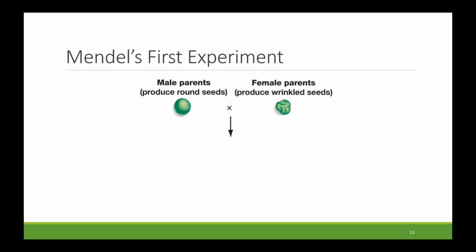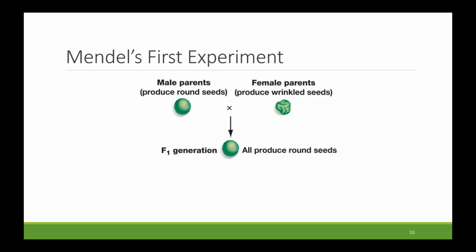Some peas have a smooth texture, which is what you see on the left, and some peas have a wrinkled texture, which you see on the right. So what Mendel did was he found a variety that was true breeding for smooth, round seeds. And then he took another variety that was true breeding for wrinkled seeds, and he cross-pollinated them. And what he found is that 100% of the offspring of this cross were smooth and round.